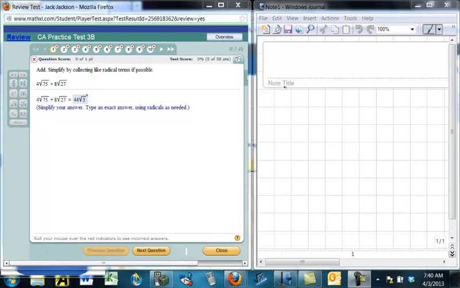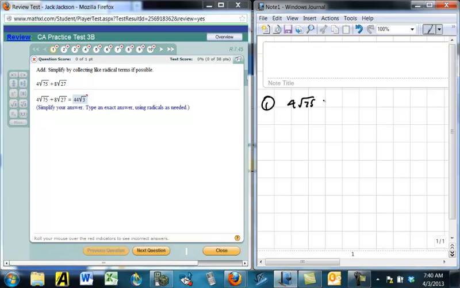This is the College Algebra Practice Test 3B. This is going to be the first of a series of videos that's going to go over the questions in this exam, or practice test. Probably break this up in about a few parts, probably 3 parts. So here we go. We'll start with question number 1.